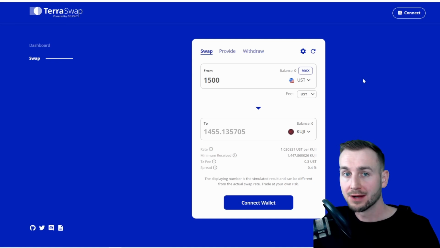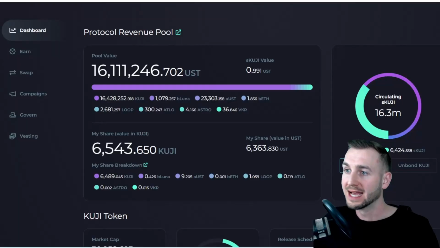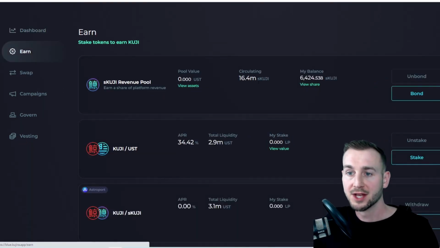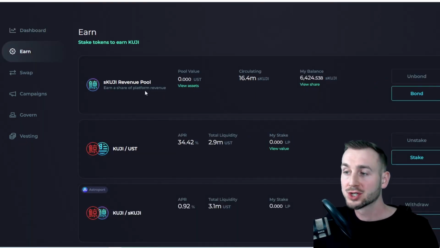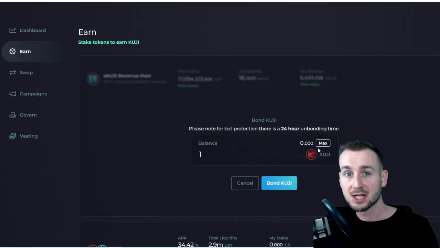How do you get involved? How do you start staking? Well, first and foremost, you need to go to Terra Swap and get yourself some Kuji tokens. Go ahead and buy them. Then come over to the app itself, blue.kujira.app. Then click on the Earn tab here, and you can see the Bond button on the S Kuji revenue pool. So you can click Bond and then press Max or whatever you want to do, and then start bonding these Kuji tokens. To unbond them, as you can see, there's a 24-hour unbonding period.